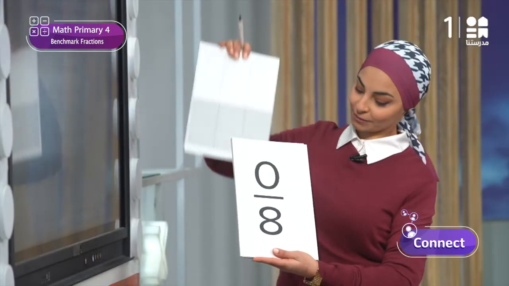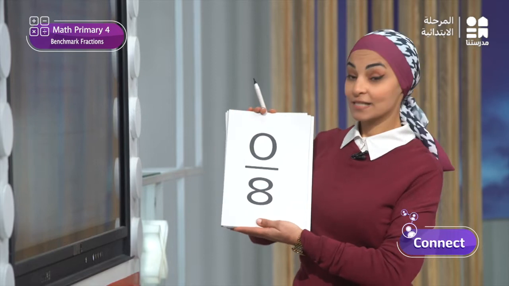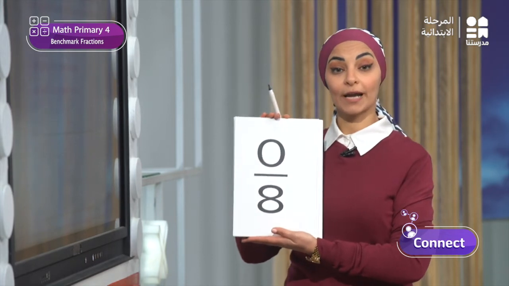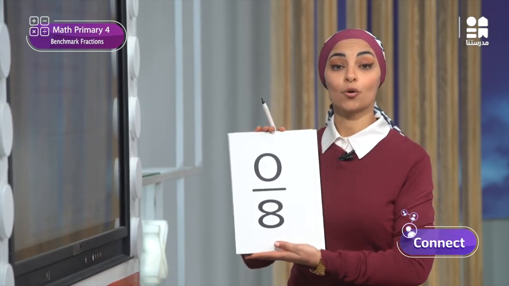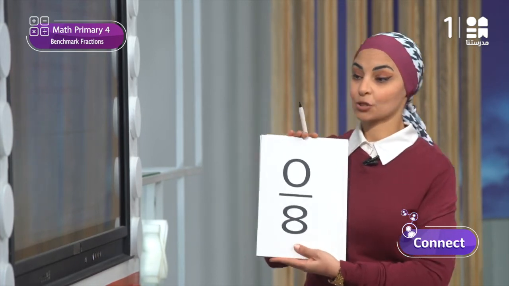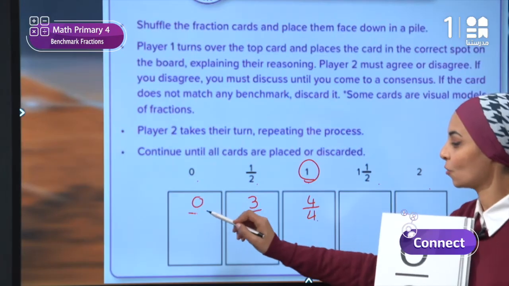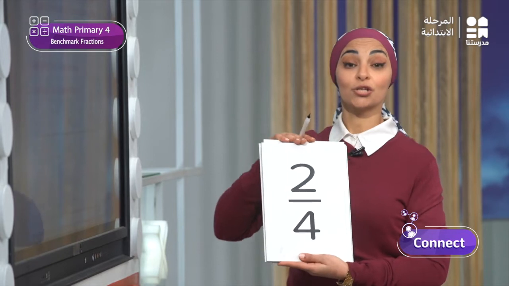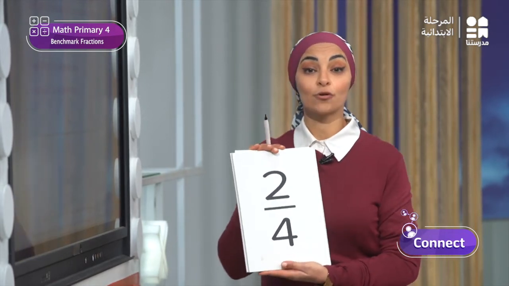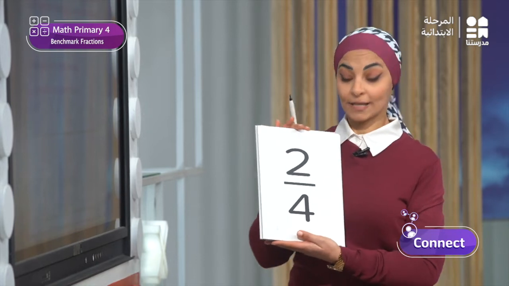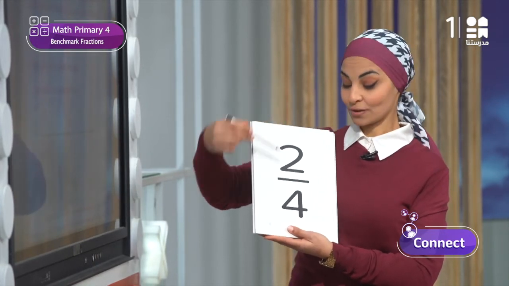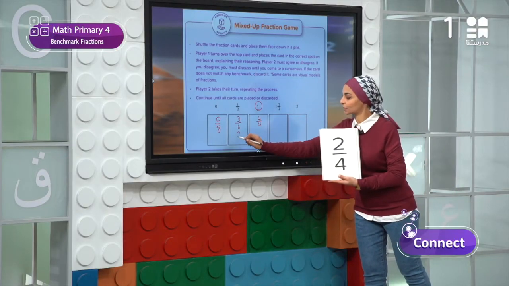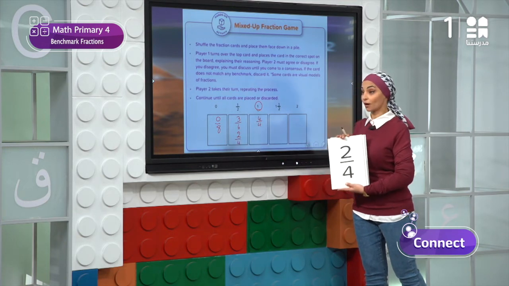Let's take another card. Look here. As you see here, 0 over 8. It means what? Yes, of course, 0 over 8 when the numerator is 0, the answer is equal to 0. So I write here the fraction 0 over 8. And let's move to the last one, which is 2 over 4. Who can tell me 2 over 4 is equivalent to which fraction? Yes, I hear you saying that 2 is half the 4. So 2 over 4 equals half. So I will write this fraction here under the half.